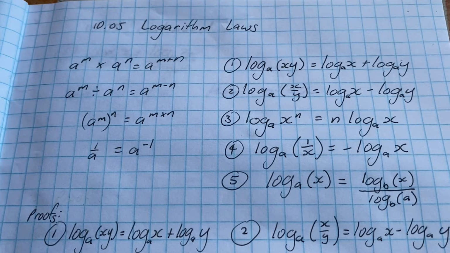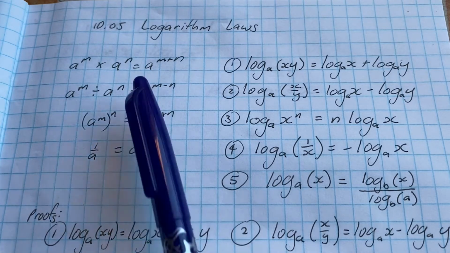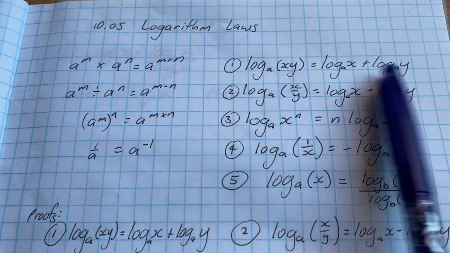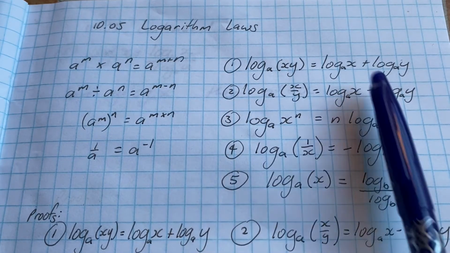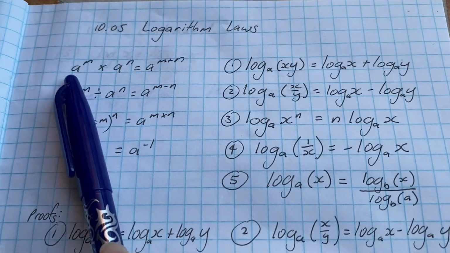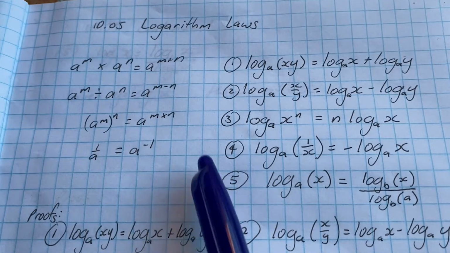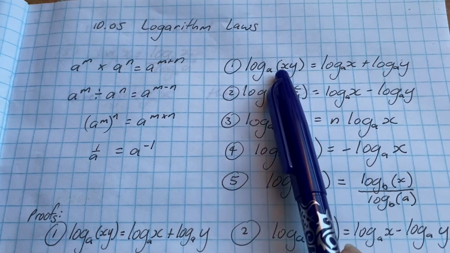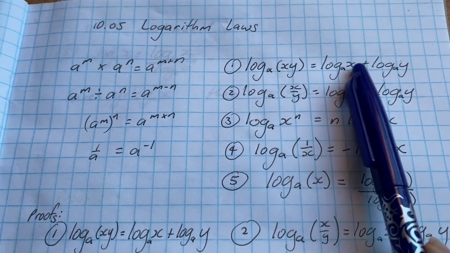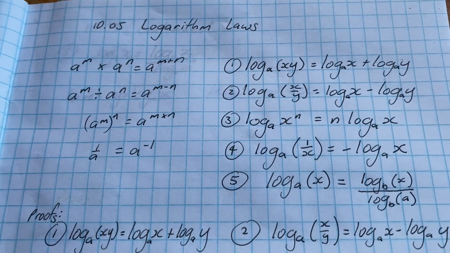Okay, exercise 1005 is about the log laws. So the log laws, they equate to the index laws because, as we've seen, a logarithm is an inverse of an exponential. So where we've got a to the m times a to the n equals a to the m plus n, in an equivalent way, we've got log of x times y is log of x plus log of y. That's the first log law.